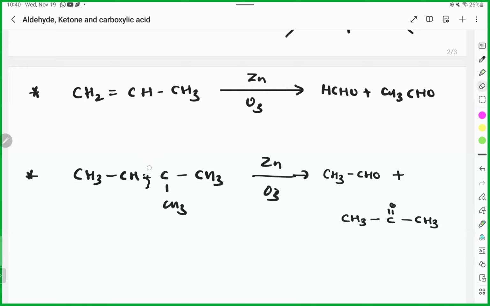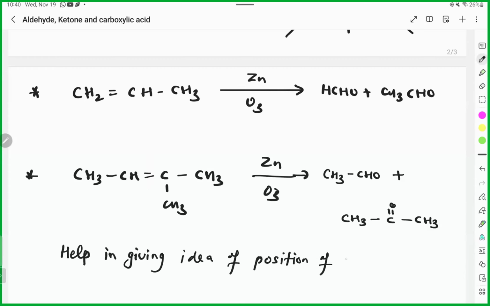Samarth, does this ozonolysis help in anything else? Breaking cyclic chains. Yes, it can break cyclic chains, and help in giving an idea of the position of the original double bond, the position of unsaturation. Where exactly you have a double bond and triple bond will be explained by this. Okay, because if the position is different, the product will be different.